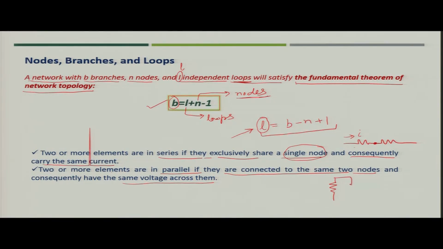Now, if those are connected in parallel, then these elements would be connected through the same two nodes, and in that case the voltage across both of the resistors will be the same. So, this will give you an idea that if you have a node configuration like this, the current will be the same if they are connected in this fashion and the voltage will be the same if they are connected in this fashion. So, with this we close today's session.